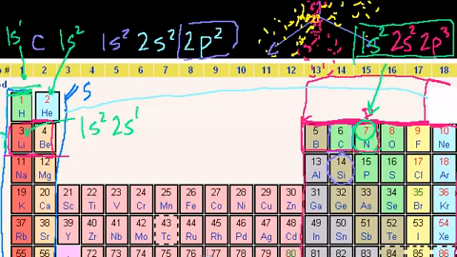And if I wanted to figure out the configuration of silicon, right there, what is it? Well, we're in the third period: 1, 2, 3. That's just the third row. And this is the p block right here. So this is the second row in the p block: 1, 2, 3, 4, 5, 6. We're in the second row of the p block.